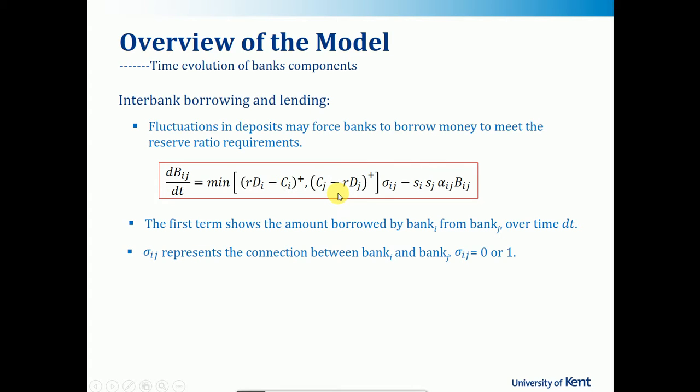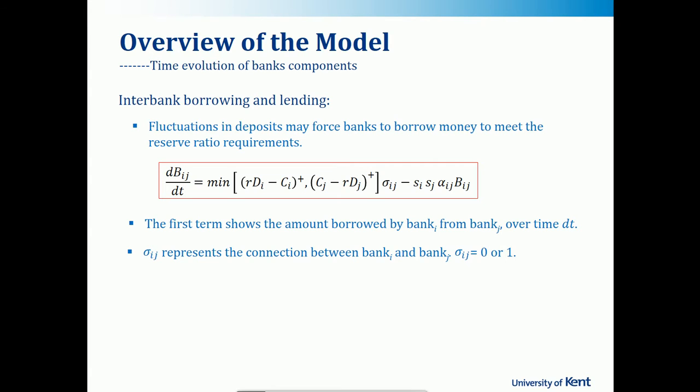This minimum value needs to be multiplied by the parameter sigma_ij, which represents the connection between bank I and bank J. This is to ensure that the borrowing only happens between the two banks that are connected. If the two banks are not connected, which is when sigma_ij equals 0, then there is no borrowing.